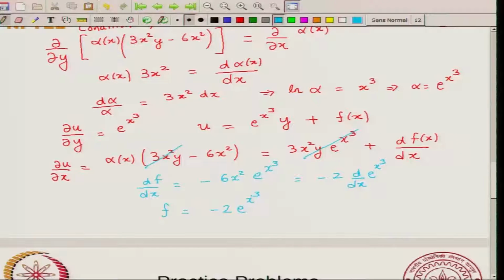And now you can substitute in here. So, u becomes e raised to x cube times y minus 2 e raised to x cube.